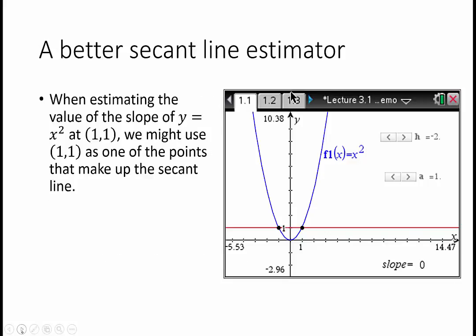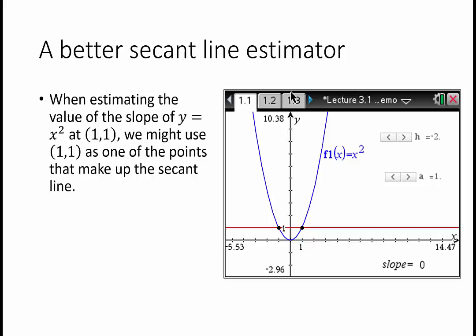But I want to show you a method that gives us even better estimates. It's still using secant lines, but we're going to do it slightly differently. Now, I'm still going to be focusing on this question, what is the slope at this point (1, 1)? And I'm still going to use a secant line. But when I make my secant line, I'm going to have (1, 1) be one of the two points from my secant line.